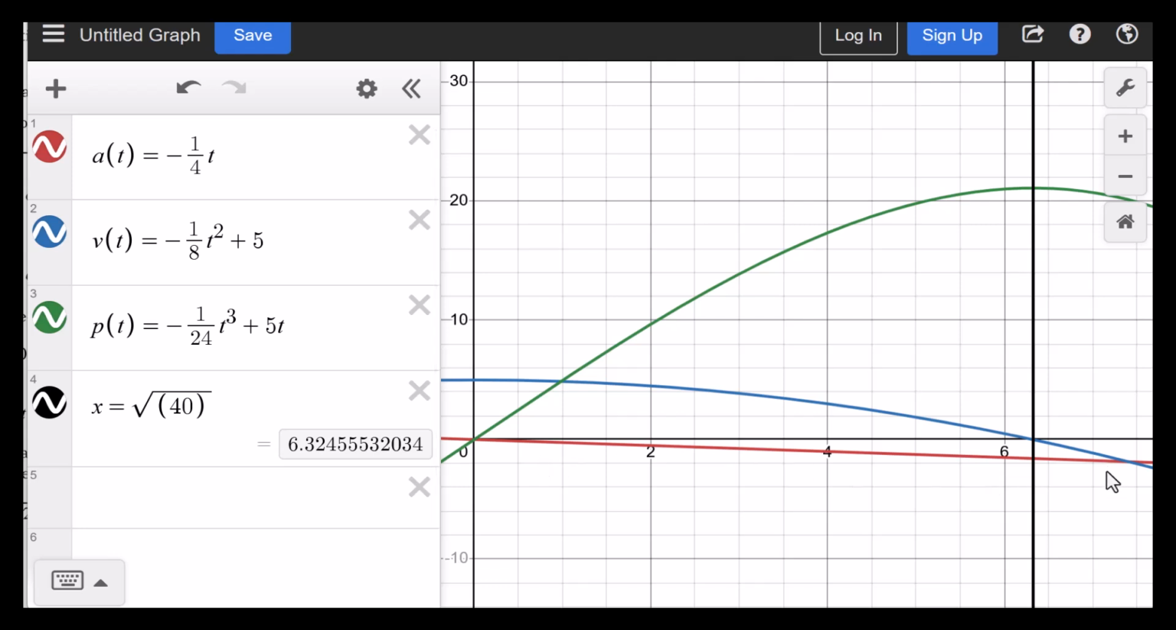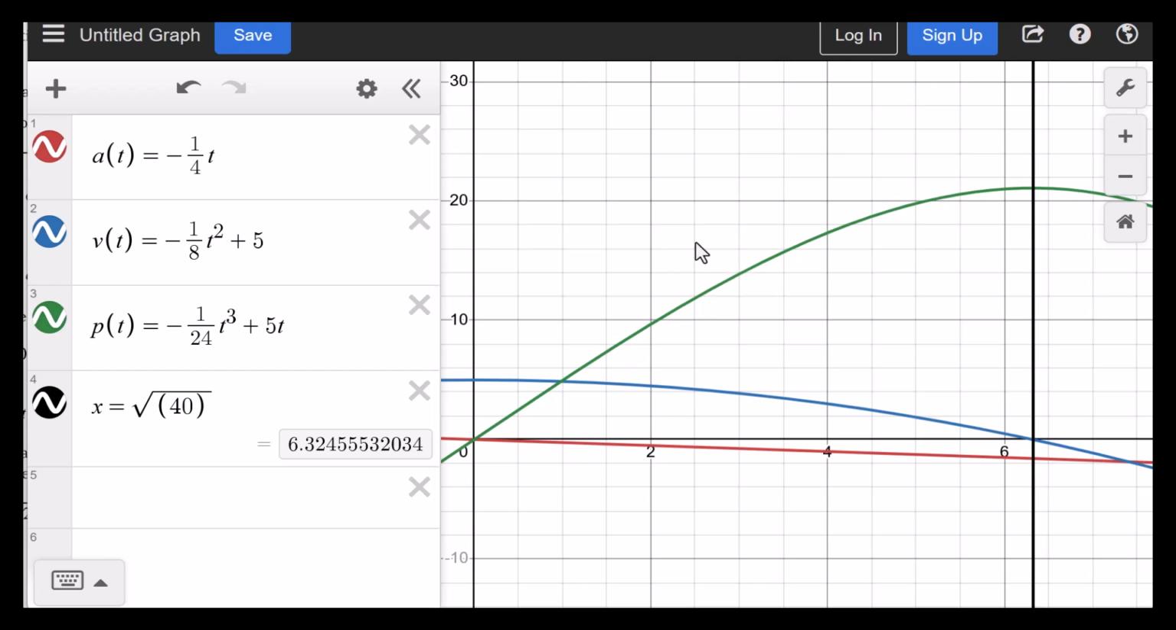And then the acceleration just continues to increase in magnitude, but decrease in absoluteness. That's not the right way to say it. It keeps getting more and more decelerating. So it decelerates more and more and more and more as we go.